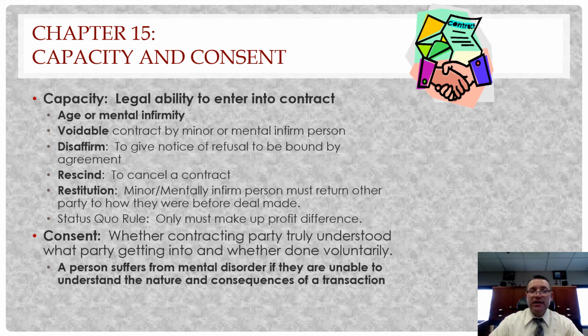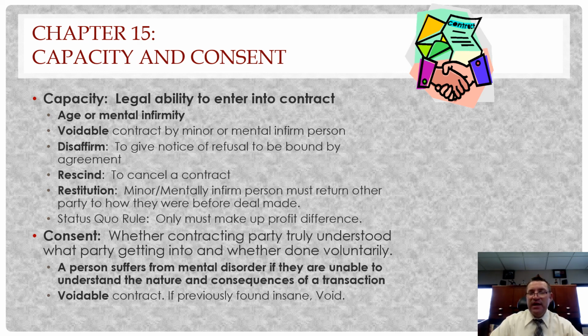If a person suffers from a mental disorder, if they are unable to understand the nature and consequences of a transaction, it's one of those where really it's a capacity-consent type of situation, right? They don't have the capacity to enter into the contract, and maybe they do, right? But did they really, as a result of that low capacity, all right, maybe it was enough to reach the legal threshold for capacity, but did they really, as a result, understand what they were getting themselves into? So that becomes a consent type of an issue, right? Understanding all of the consequences of a transaction. It's a voidable contract. If somebody's been previously found insane, it's void, right? Those are consent types of issues, right?